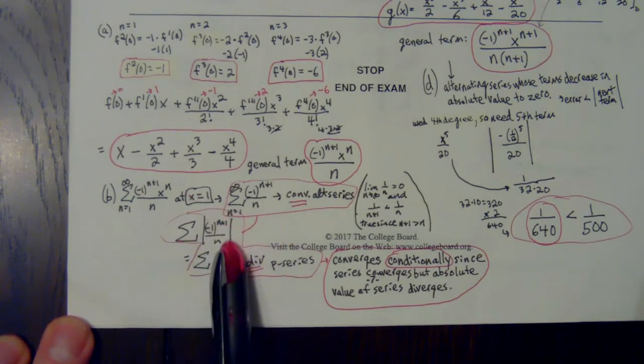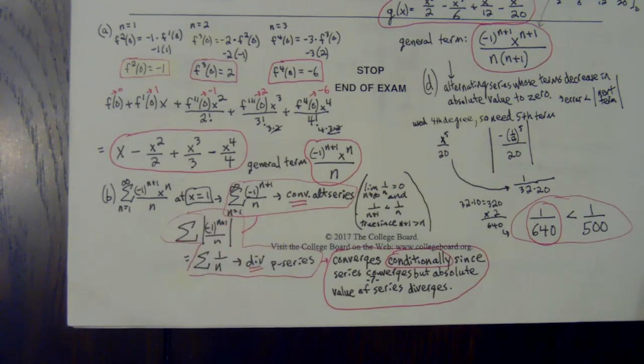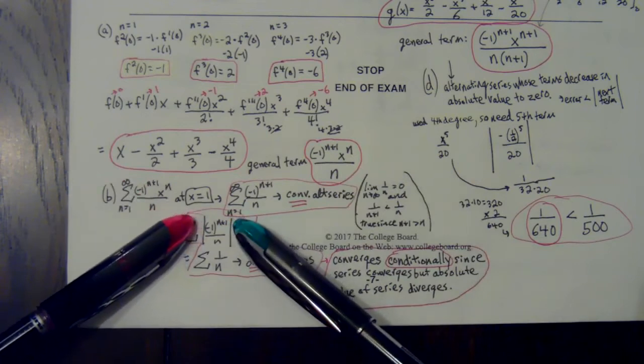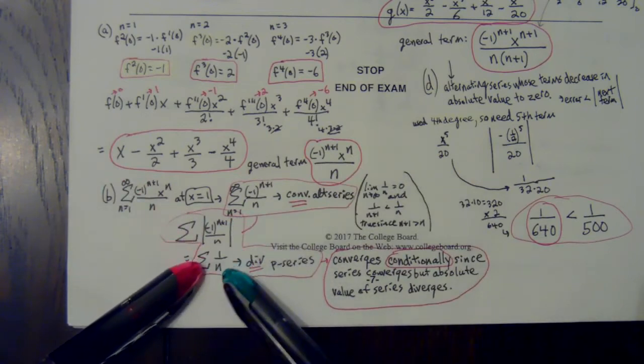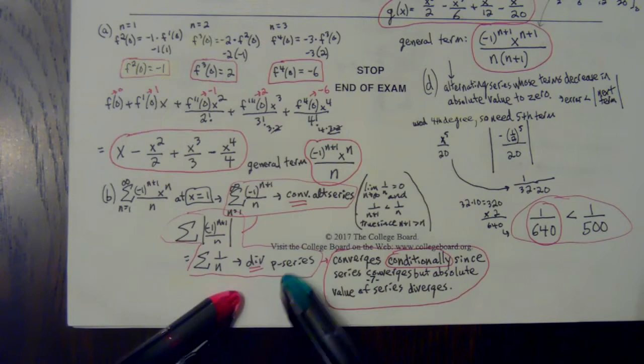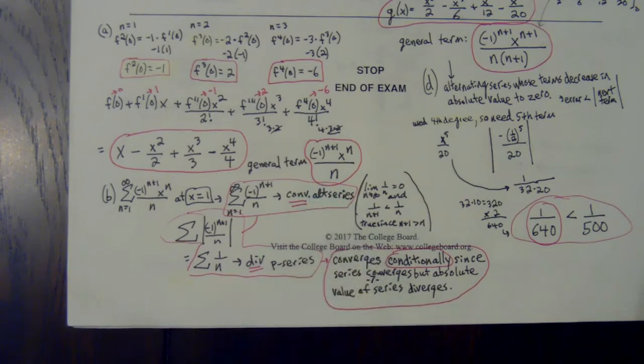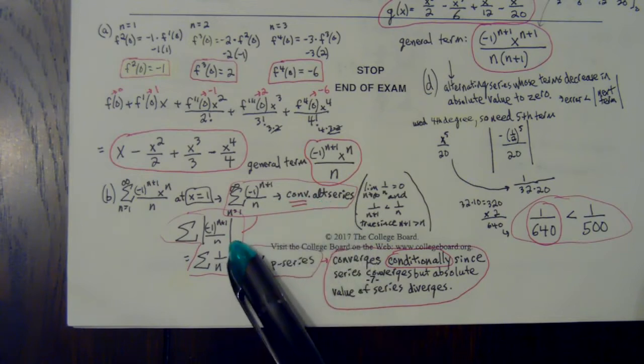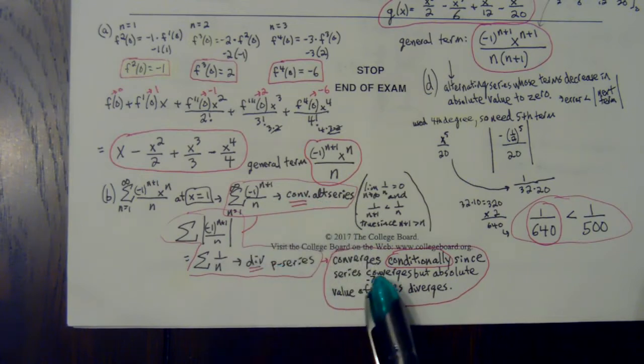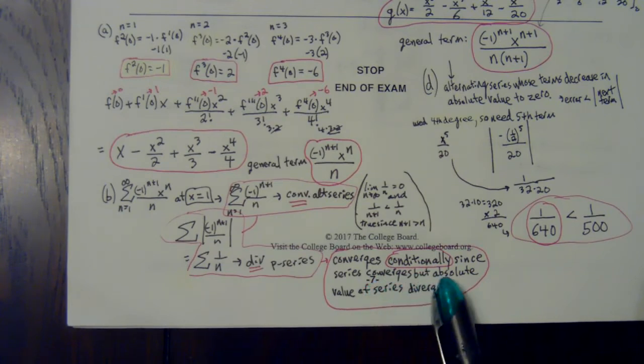So if I do the absolute value of that, all that's going to do is take the part that's negative and make it positive. So that's always going to be a positive 1 over n, which is a divergent p-series. If both of those converge, then that converges absolutely. But since this converges and the absolute value diverges, that's when we say it converges conditionally, since the original series converges, but the absolute value of the series diverges right there.